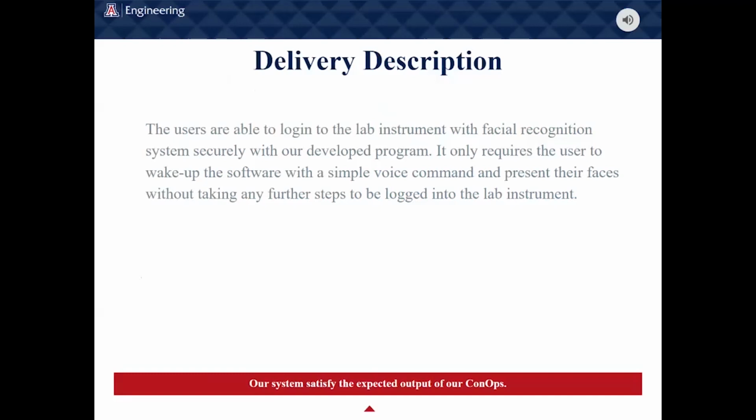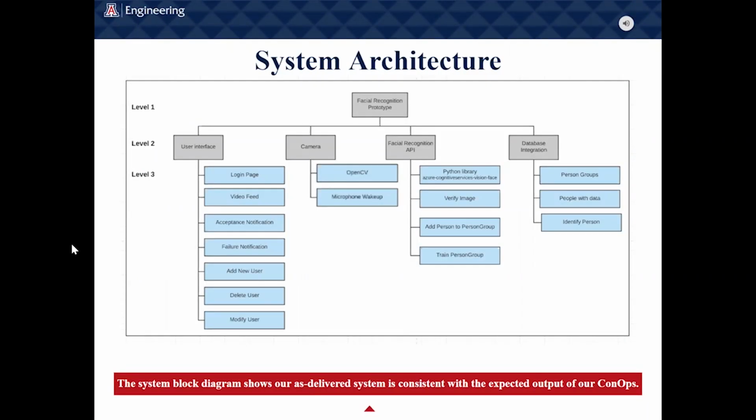At this point in time, our team is able to deliver a completed product which allows users to use facial recognition to authenticate permissions into a protected system. The 4 subsystems that make up our system are the user interface, camera, facial recognition API, and database. The combination and integration of these 4 allow our lab technicians and administrators to authenticate using a hands-free microphone wake-up and facial recognition. The database integration allows user profiles to be created, deleted, and modified based on the company needs.